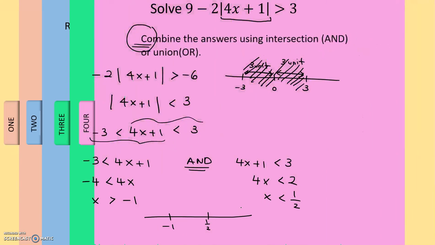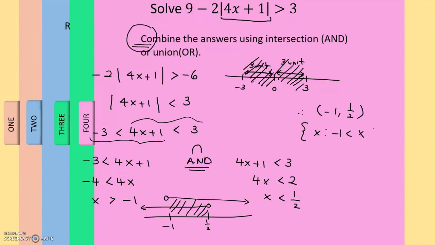And that is actually the fourth step where we combine them by using intersection or union. In this case I'm using intersection, so I have to find the intersection between these two answers. So greater than negative 1, but it should be less than half. So the intersection is somewhere right in the middle. In this case, my answer will be negative 1 up until half. Or if we want to write it in solution set form, x such that x is in between negative 1 and half.